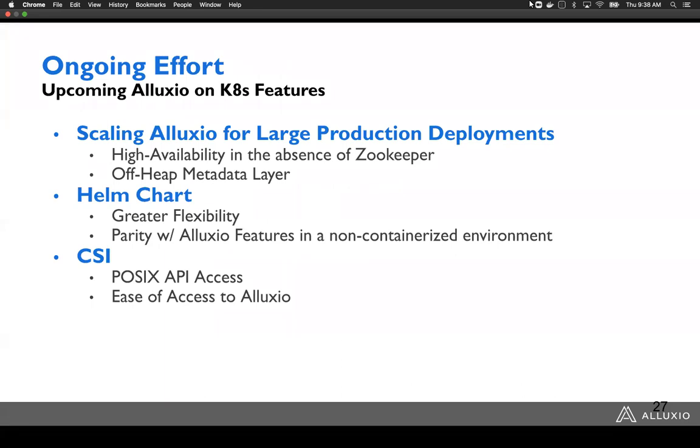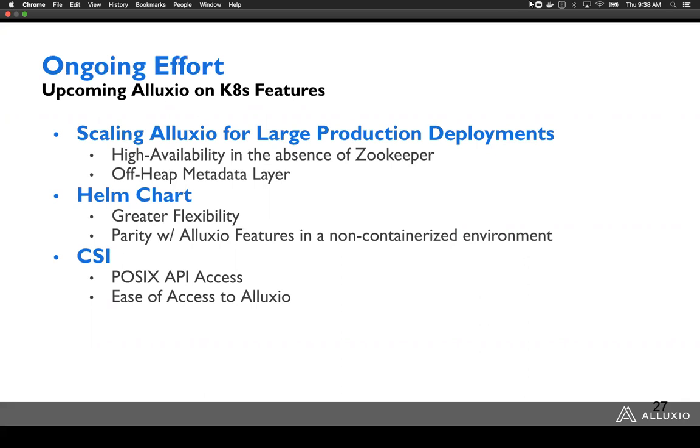Some of the ongoing work that we have related to Kubernetes at Alluxio is including support for large production deployments by improving the high availability solution that we use in the absence of Zookeeper. Like I mentioned before, Alluxio masters have an embedded quorum consensus algorithm which can be used for HA in the absence of Zookeeper.